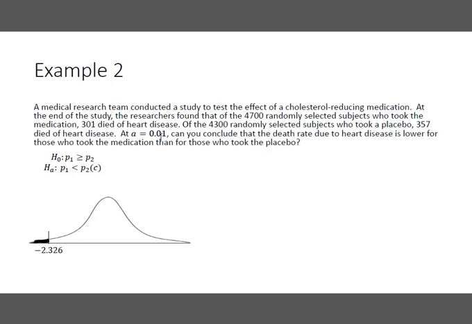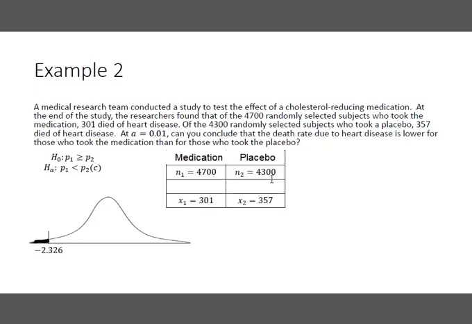All right, next, let's get to what we know. If you take a look at what we have, 301 people did die of heart disease taking the medication, out of the 4,700. Same is true with the group that took the placebo: 357 died of heart disease out of the 4,300 people who took the placebo.